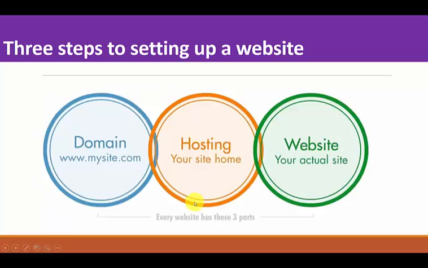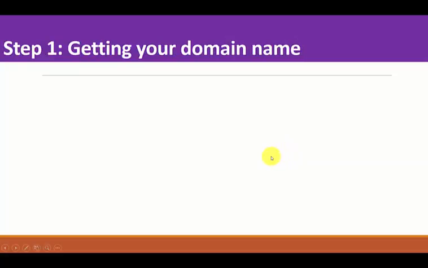Now the next thing we'd like to look at are the 3 steps to setting up your website. Just 3 steps. For instance, if you want to buy a house, you get the land, you get somewhere to host your plot, and then you build your house. It's the same analogy. You get your domain name, then you get a place to host it, then you build your site. Let's take them one by one.